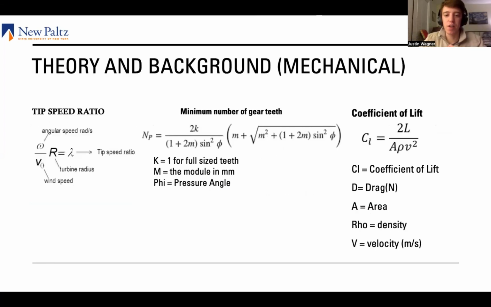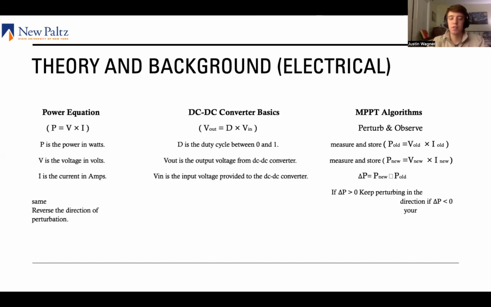Mechanically, our design was grounded in aerodynamic and gear design principles. We used the tip-speed ratio equation to guide our blade RPM relative to wind speed and optimize lift and drag coefficients to enhance energy capture. We also used the minimum gear tooth equation to ensure smooth and reliable gear meshing while minimizing mechanical losses. The most important electrical equation we used is the power equation.